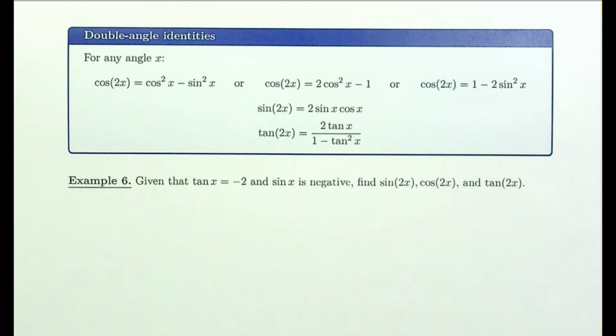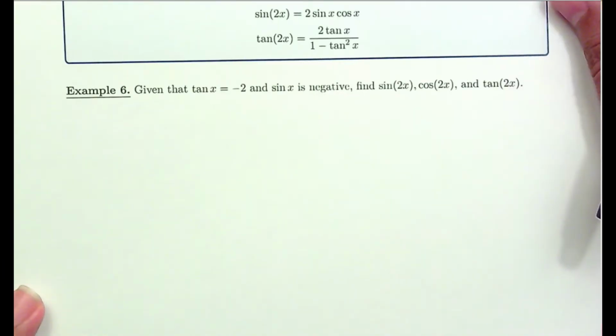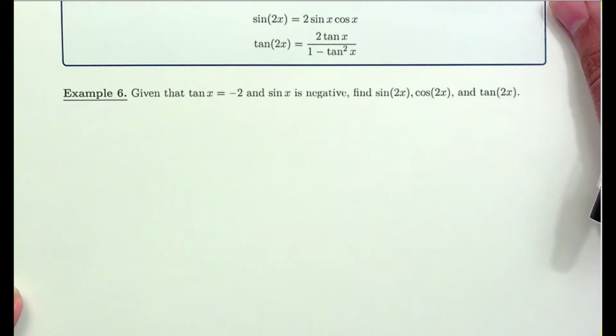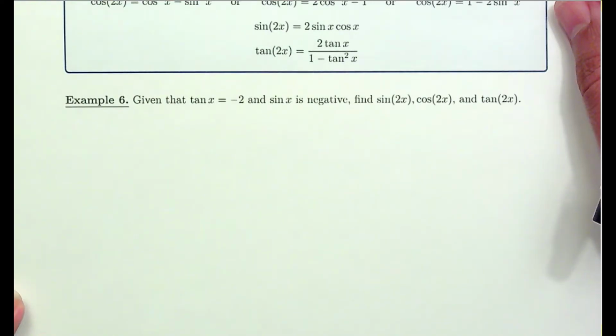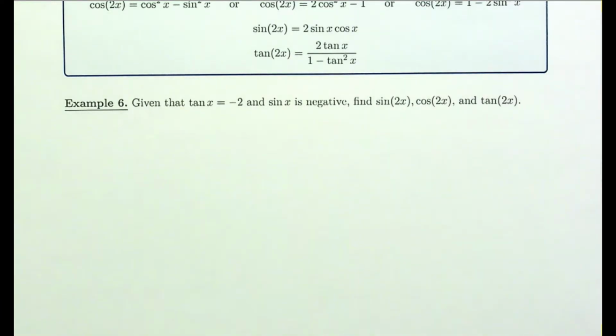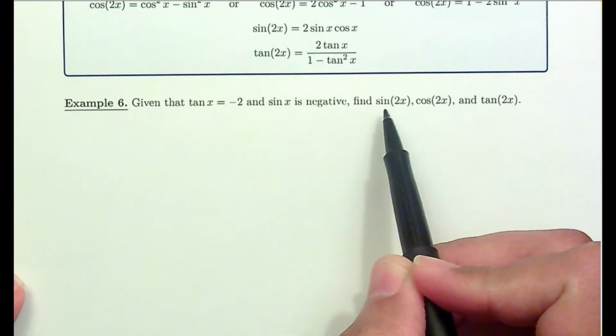Okay, so now let's do the first example. It says, given that tangent of x equals -2 and sine of x is negative, find sine of 2x, cosine of 2x, and tangent of 2x. Okay, let's start with sine of 2x. We want to find sine of 2x.